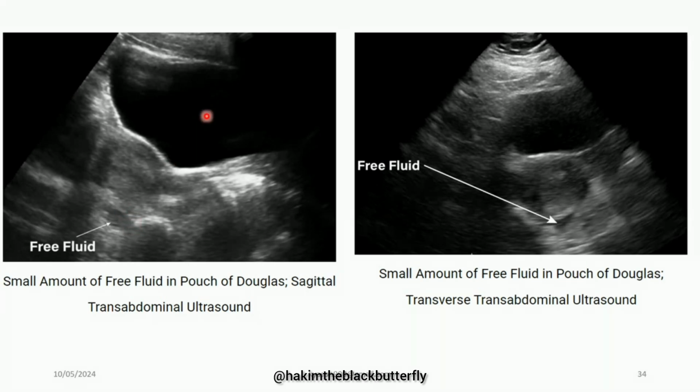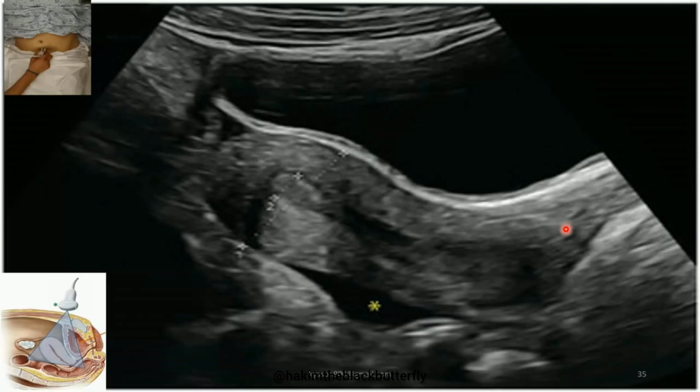You can see this is our urinary bladder, this is our uterus. Behind it, there is a pouch of Douglas. Okay, so it's normal to have fluid in that space. It's normal. Okay, this is a transverse scan, urinary bladder, uterus. Behind it, we have the what? The free fluid in the pouch of Douglas. Okay, this is normal for the fluid to be there.